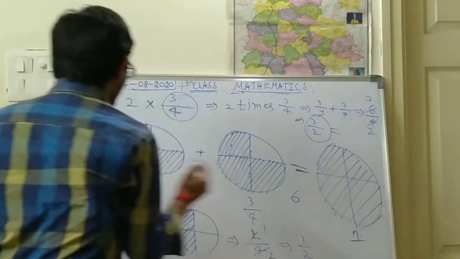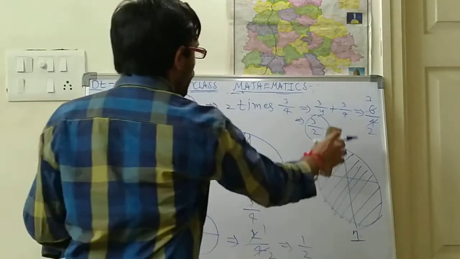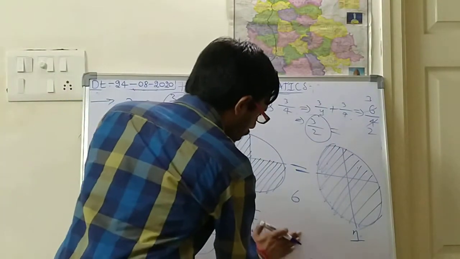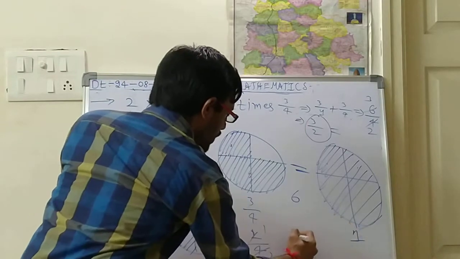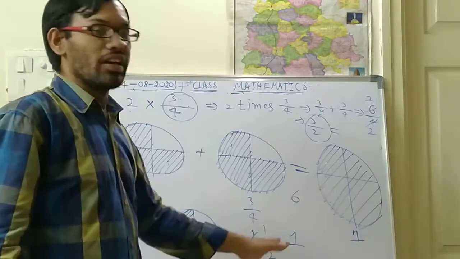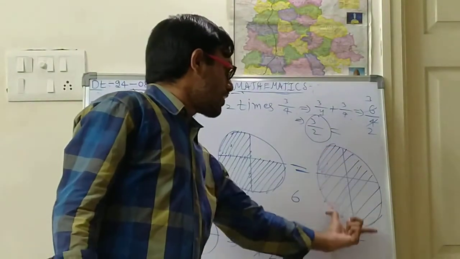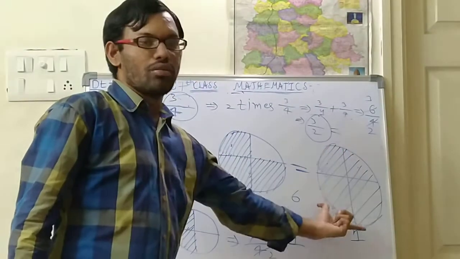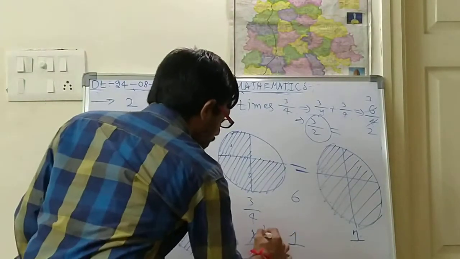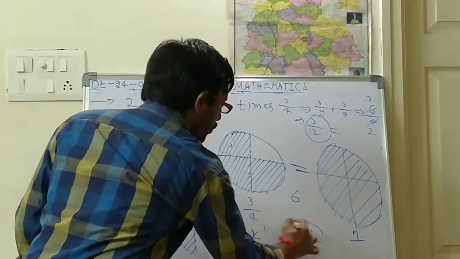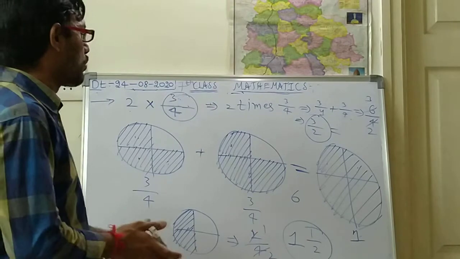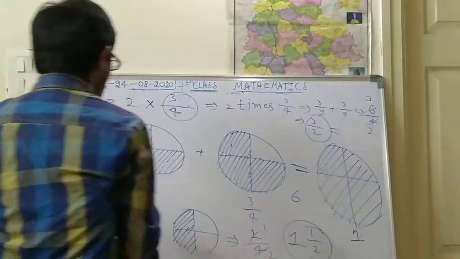So this is the whole part. What do you get as the final result? Okay, so here I will write. The final result is one whole part. So we are getting the result in mixed fraction, because this is a whole part, this is one full part. That is the whole number. And here 2 by 4, 2 by 4 means 1 by 2. So 1 by 2 is the answer for 2 into 3 by 4.